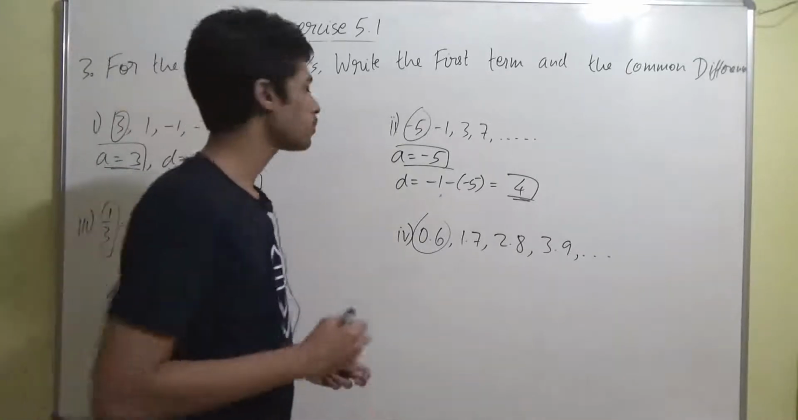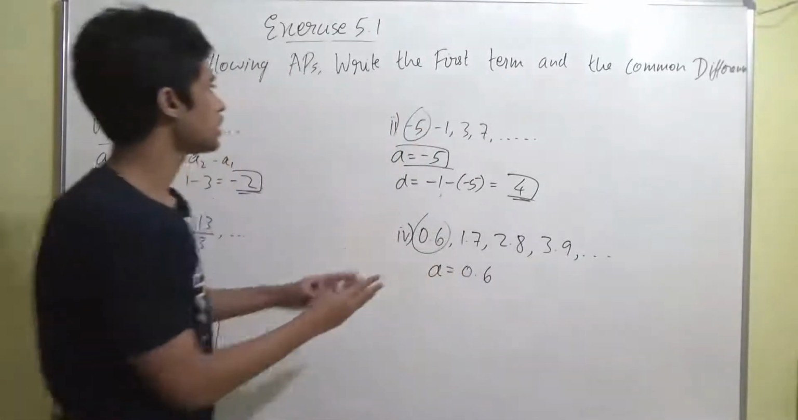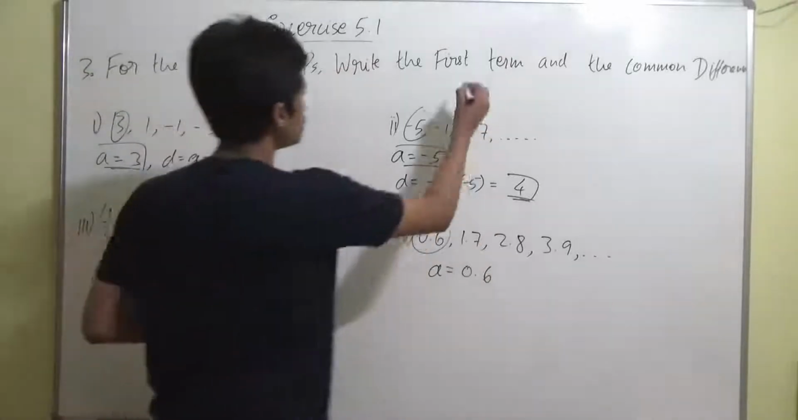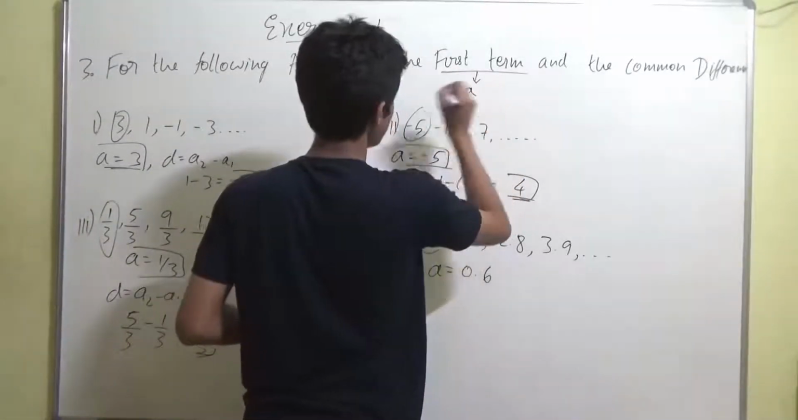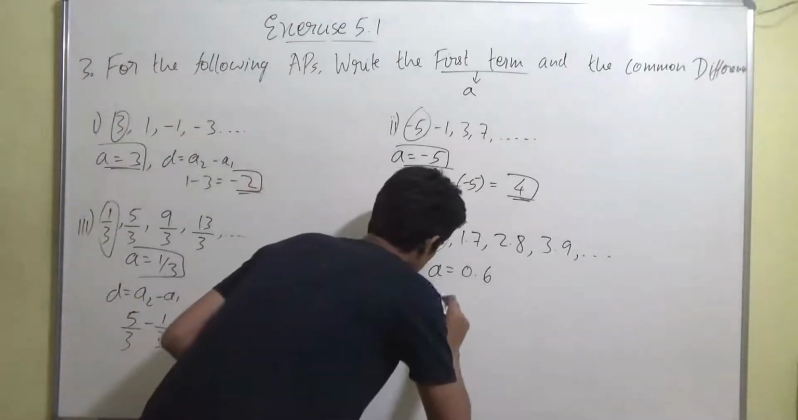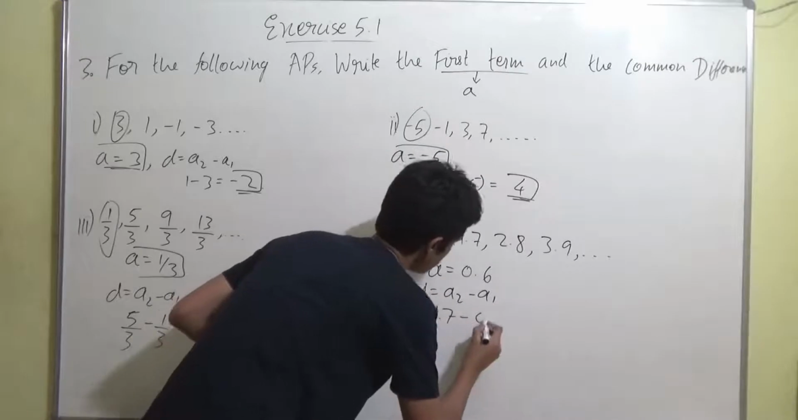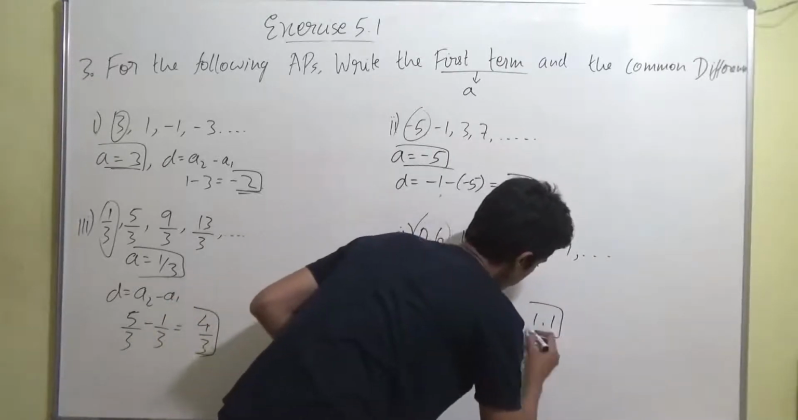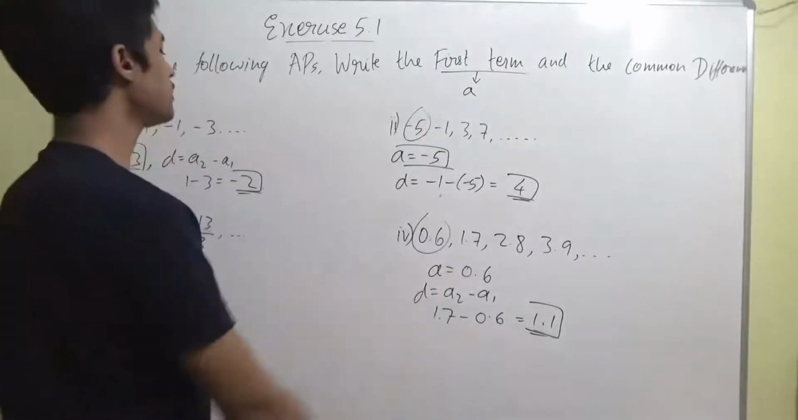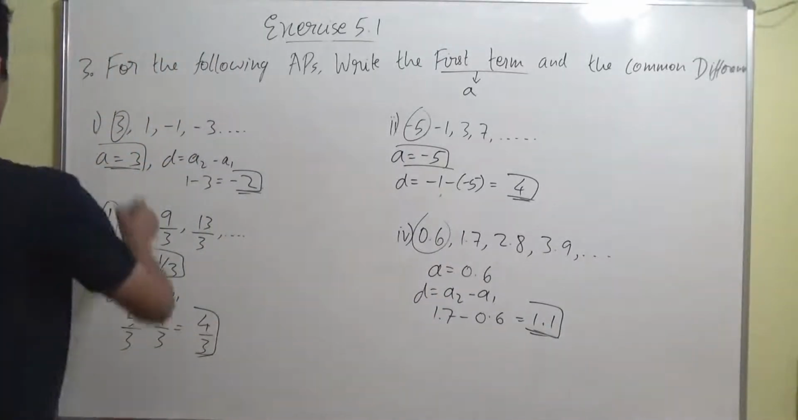Now let's go to the fourth sub question, where A equal to 0.6, where A is the first term, right? So they're asking the first term. So first term is nothing but equal to A. Getting it, guys? A equal to 0.6 and D equal to A2 minus A1, which is equal to 1.7 minus 0.6, which is equal to 1.1. This is the D. That's it, guys. That's pretty much all about your question number 3.